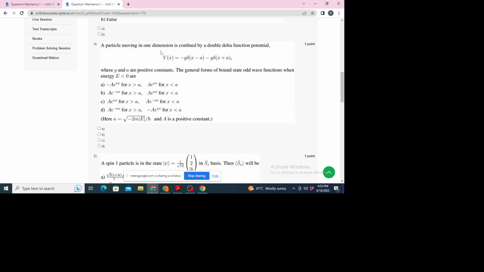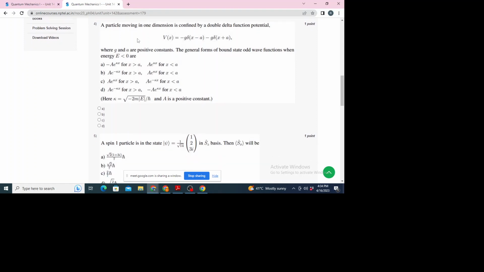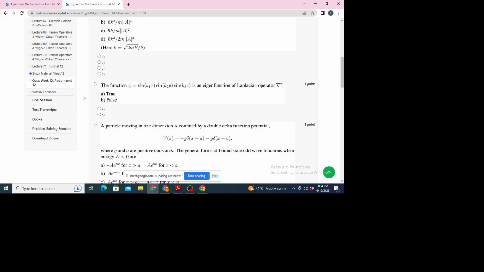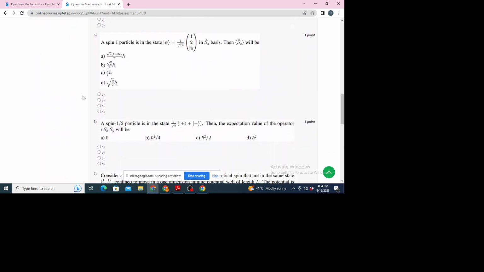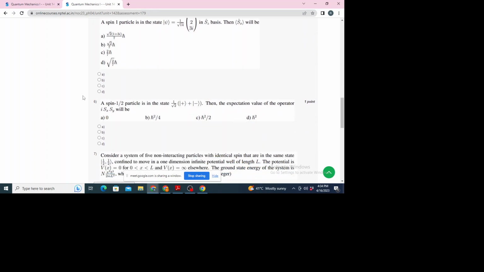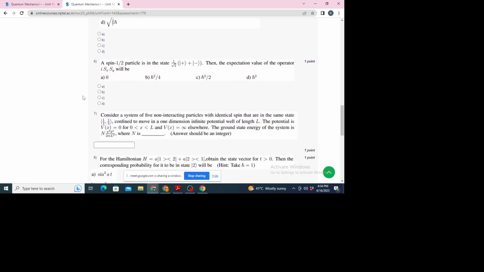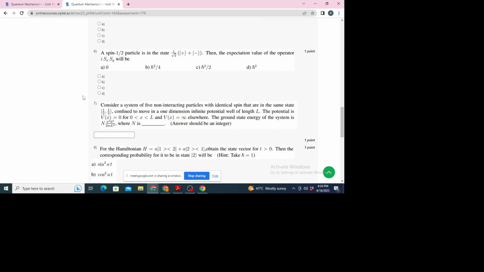Like this problem 4, the double Dirac delta potential. This was discussed in our very first session. Problem 5 we have discussed. Problem 6 was also in the previous week's assignment.